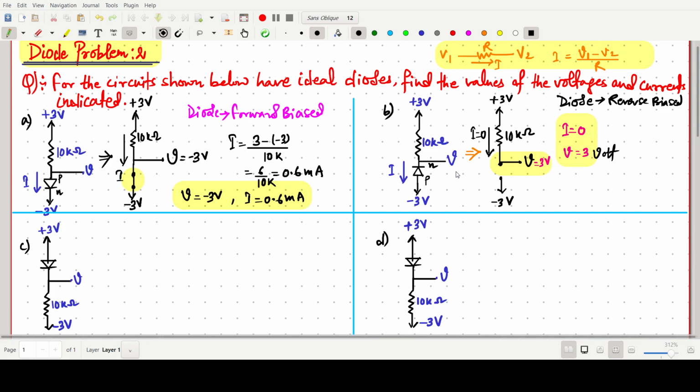Okay, so in this case, it is also a very simple one. So we have to know the concept, means 3 volt and 3 volt, 3 minus 3 is 0, okay, means the I value is 0.